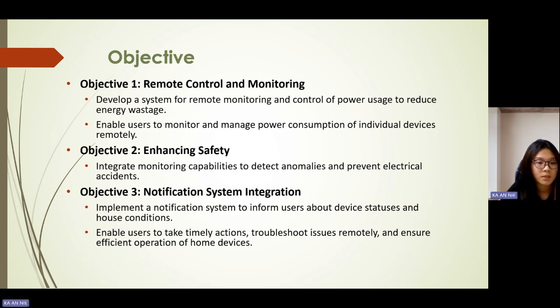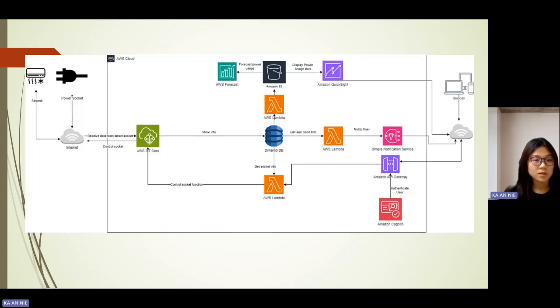The third objective is notification system integration. We aim to implement a notification system to inform users about device status and the house conditions. We enable users to take timely actions, troubleshoot issues remotely, and ensure efficient operations of home devices. This is our system architecture diagram.